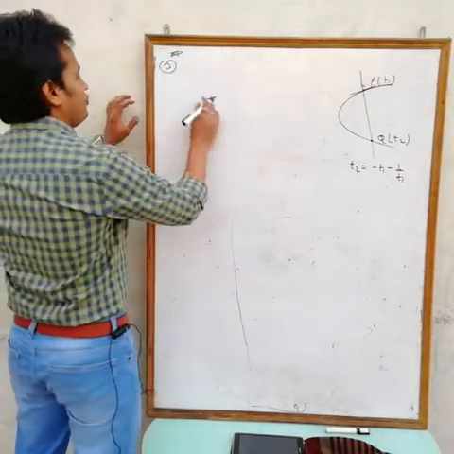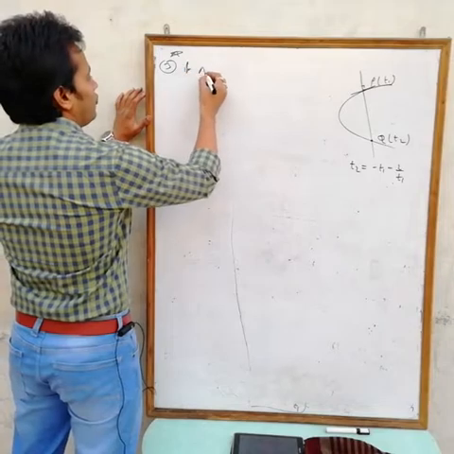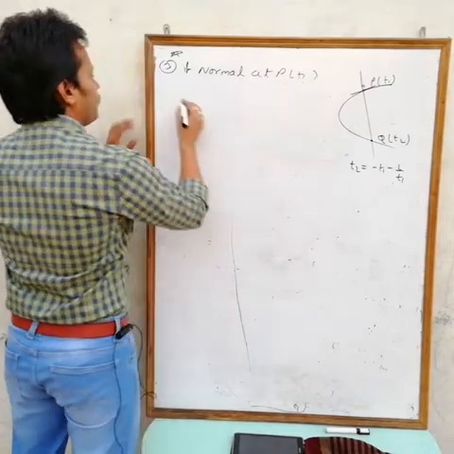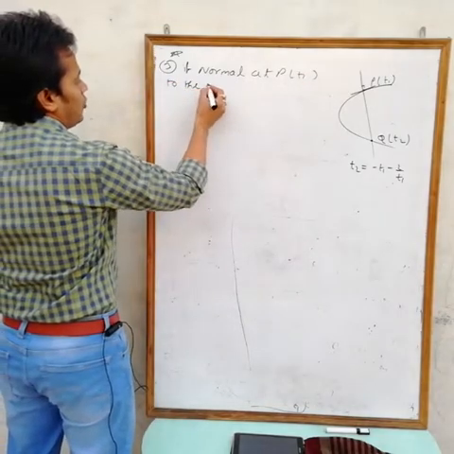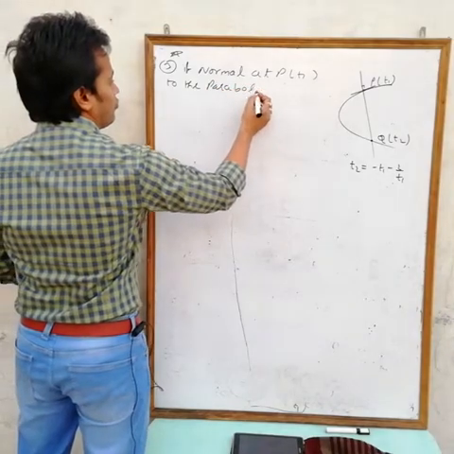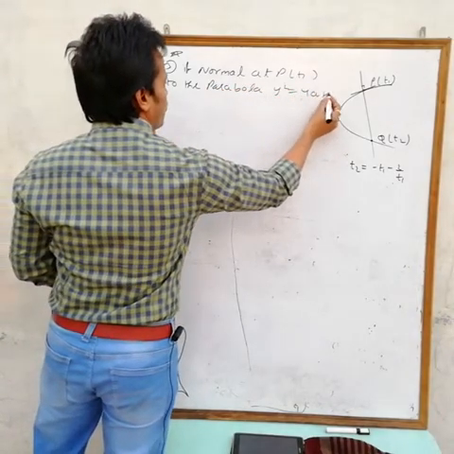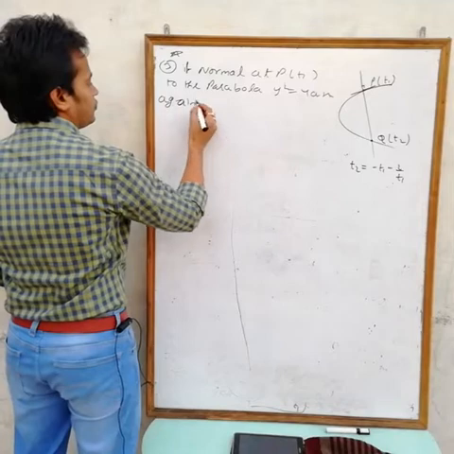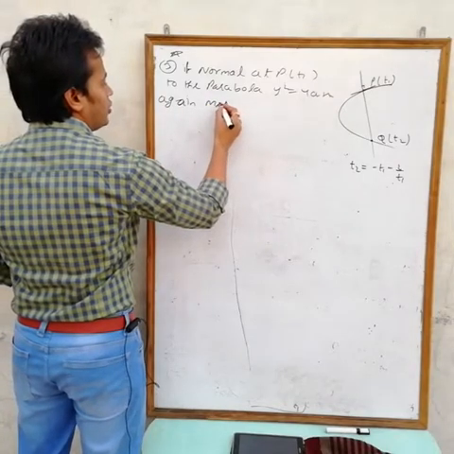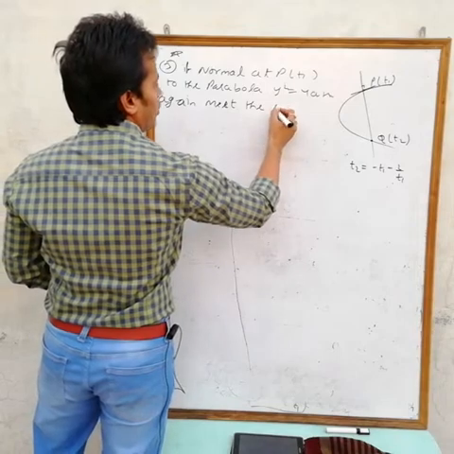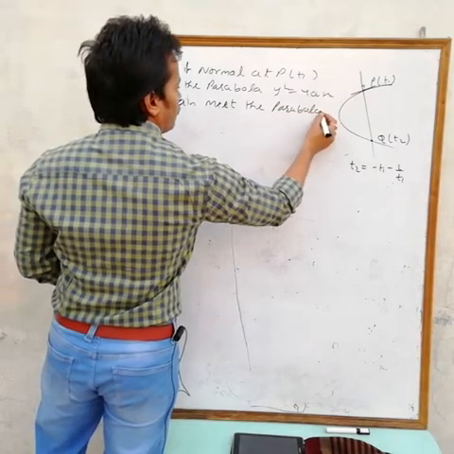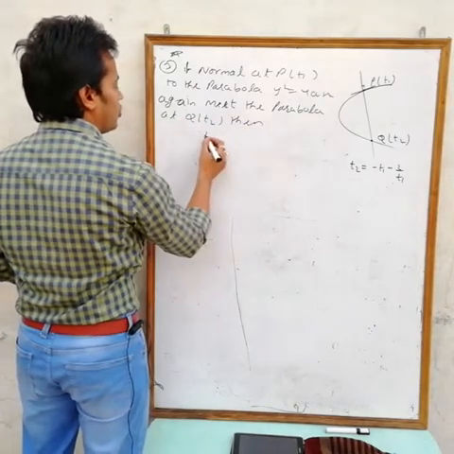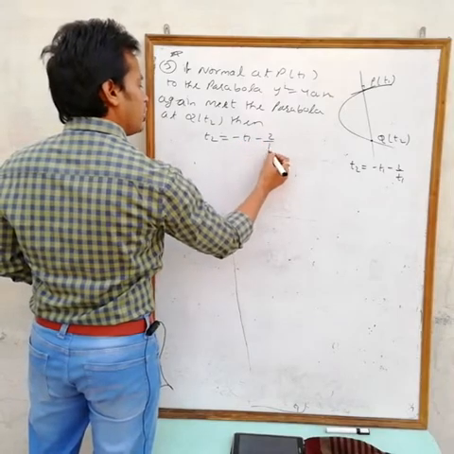Okay, see. If the normal at P to the parabola y square equals 4ax again meets the parabola at Q, then T2 equals minus T1 minus 2 by T1.